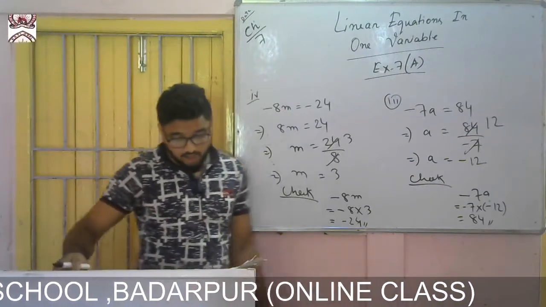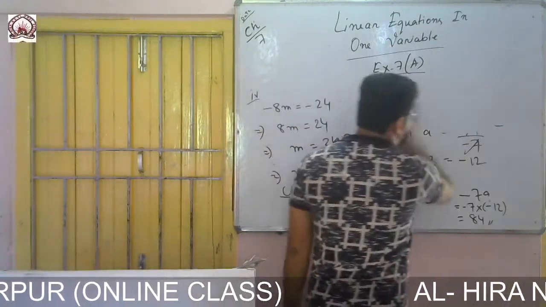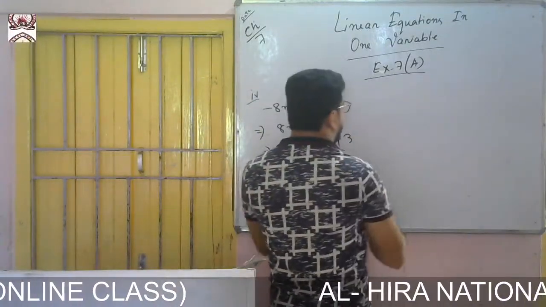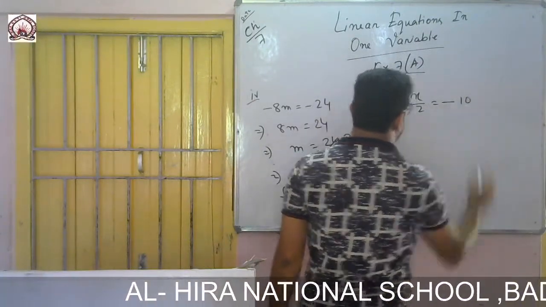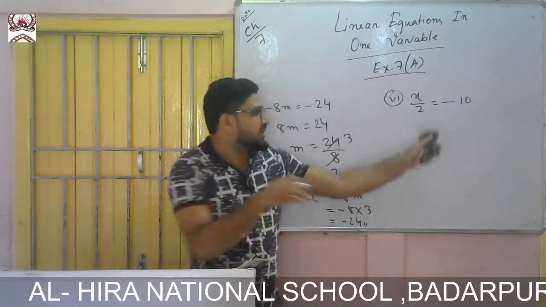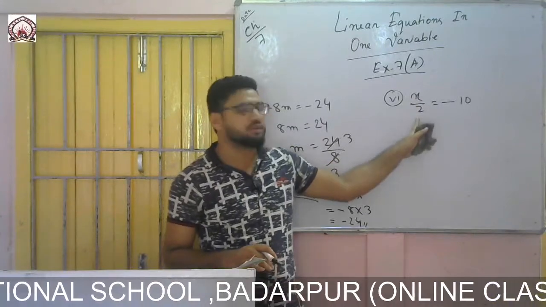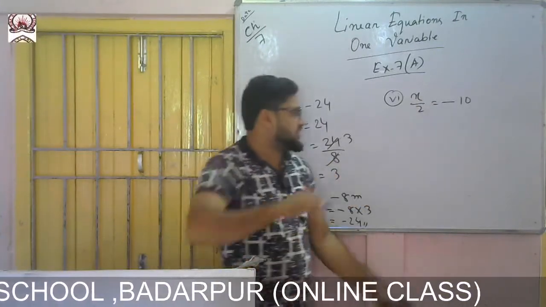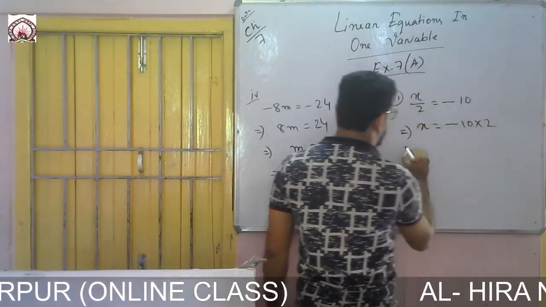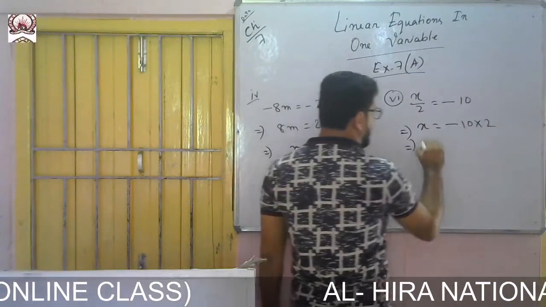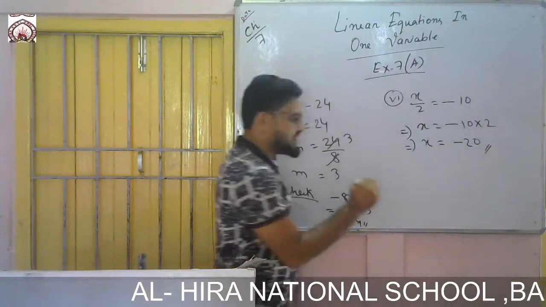Now come to question number 6. X by 2 equals minus 10. Question number 6. X by 2 equals minus 10. So here 2 is in a relation of division with x. So if you take it to the right side, it will become multiplication. That means x equals minus 10 into 2. This 2 will go by multiplication. So x equals minus 20.